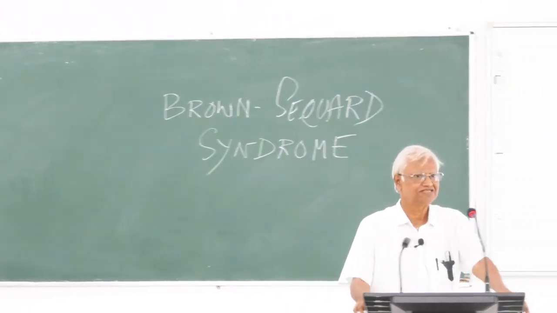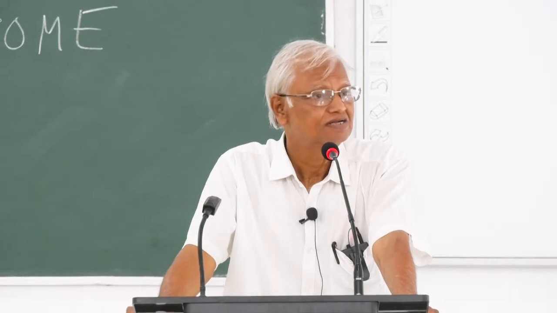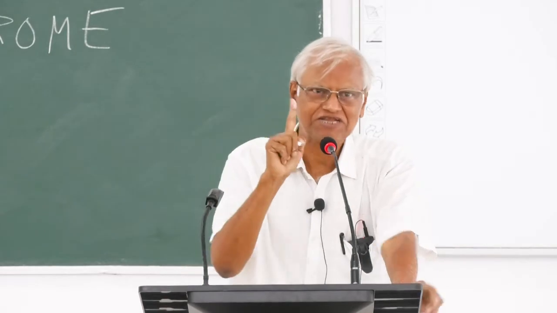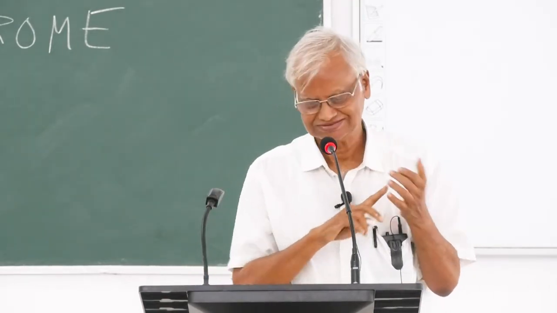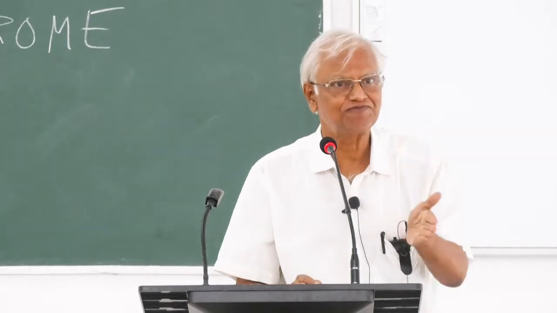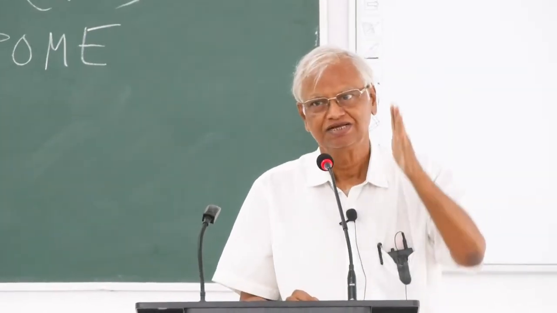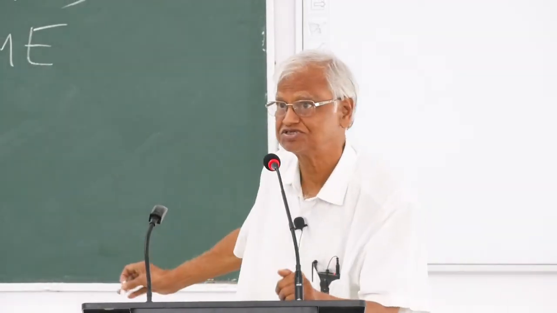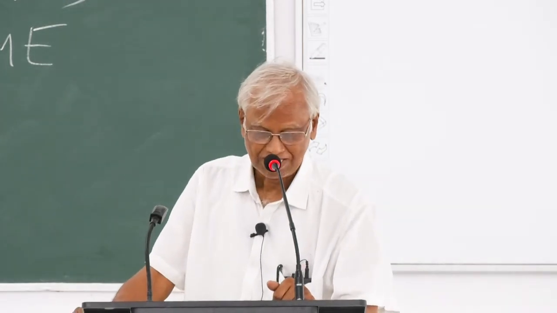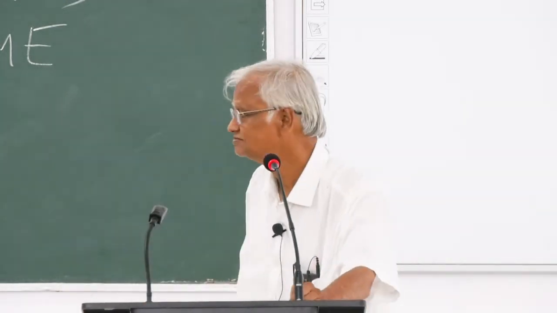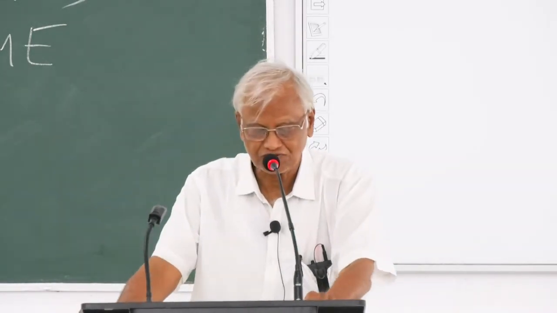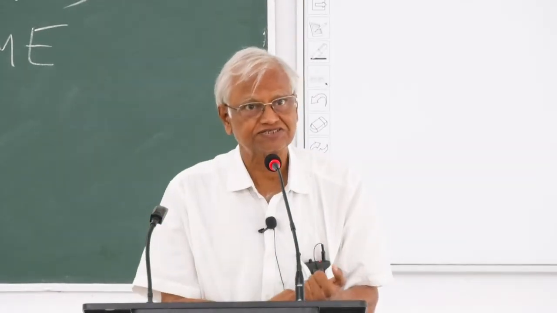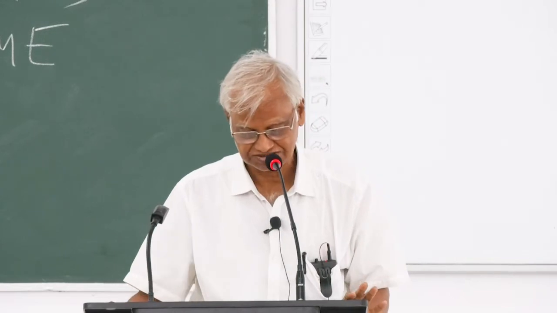These diseases of the spinal cord, or lesions of the spinal cord: complete transection of the spinal cord, number 1. Number 2, hemisection, half of the spinal cord is transected, other half is left intact. This is called Brown-Sequard syndrome. Number 3 is syringomyelia. And number 4 is tabes dorsalis. Just 4 items. Complete transection of the spinal cord we already discussed.